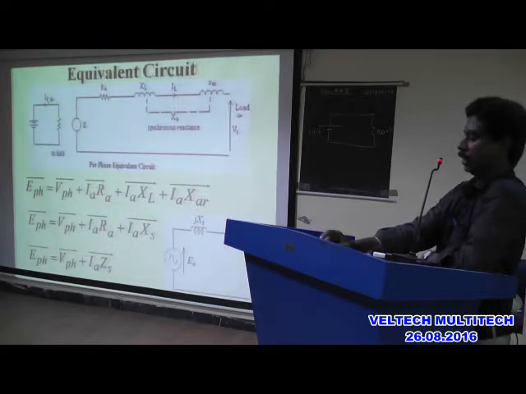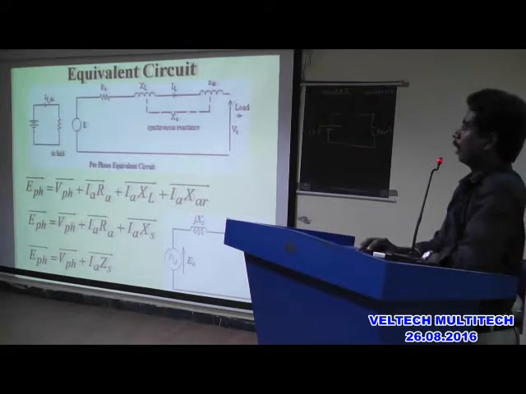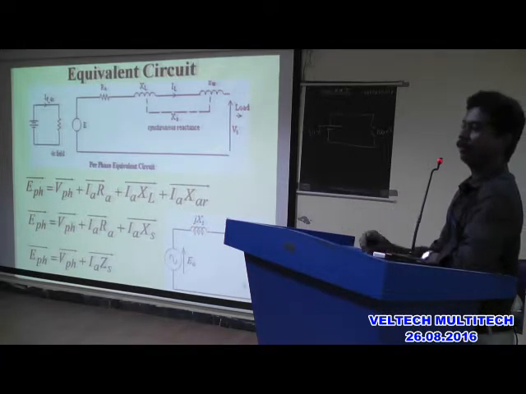Now this is the equivalent circuit of any alternator. So there is the induced EMF, then RA, then XS. This XS has two components, XL plus XAR. This is the equivalent circuit of the alternator.